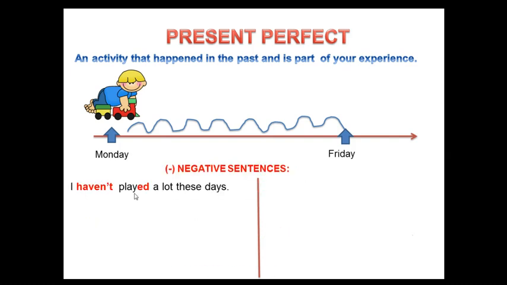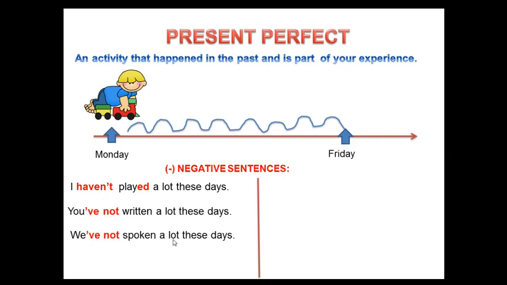What about negative sentences in the present perfect? Example, I haven't played a lot these days. You've not written a lot these days, or we've not spoken a lot these days, or they haven't slept a lot these days. For the pronouns I, you, we, and they, in negative sentences, we use haven't, or we can also say the contracted form, apostrophe v, and not, like you've not written a lot these days.